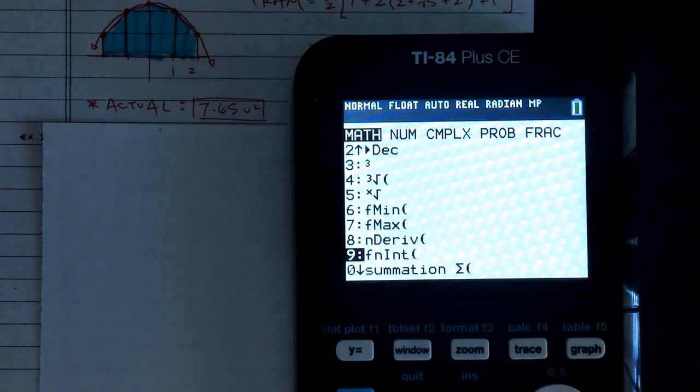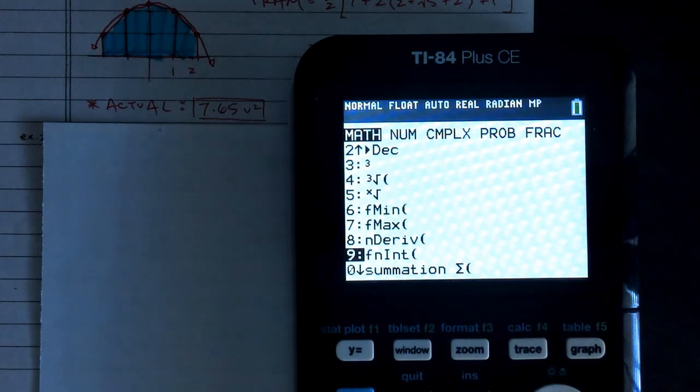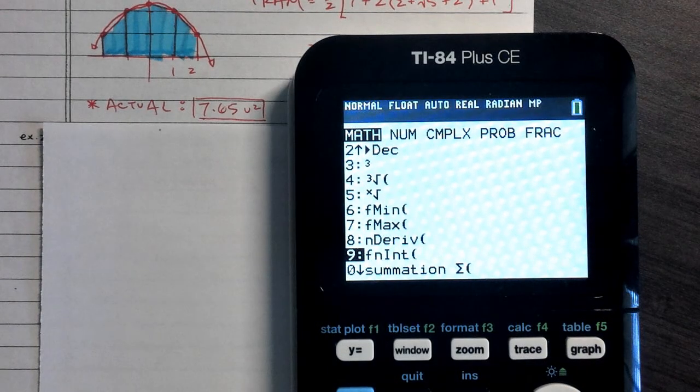And then we'll look, ooh, it got super dark. Let me turn on the light. Okay, so it's actually an integral.